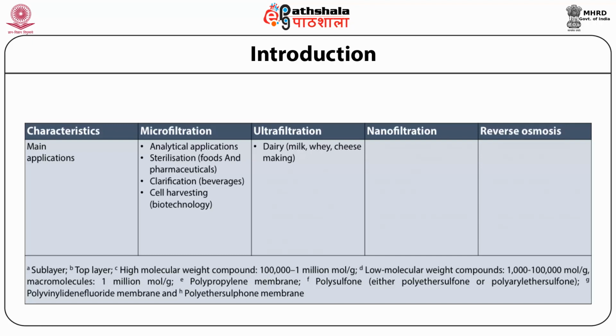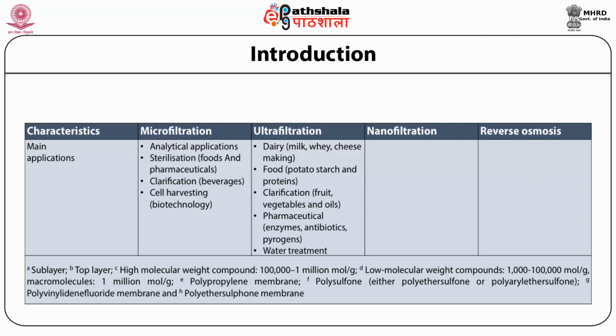So it is used as a protein concentration process, while MF is a protein fractionation process. In food, it is used for potato starch and proteins. Clarification of fruit, vegetable and vegetable oils. In pharmaceuticals, it is used for enzymes, antibiotics and poisons, and it is also used for water treatment.